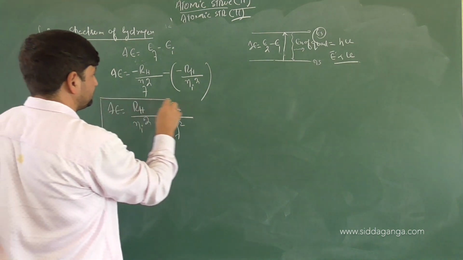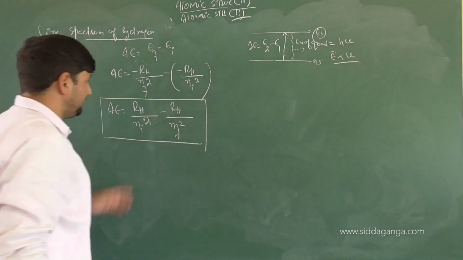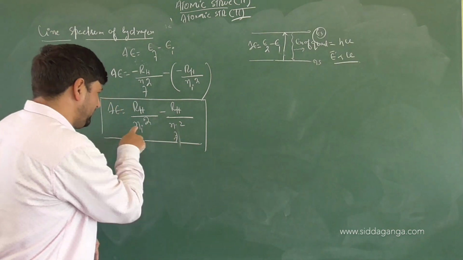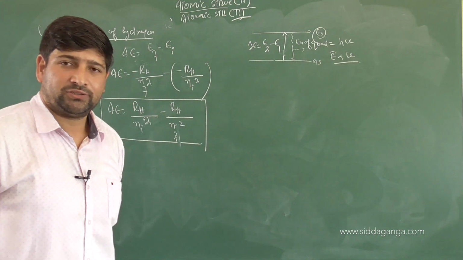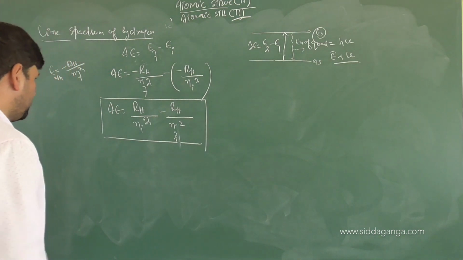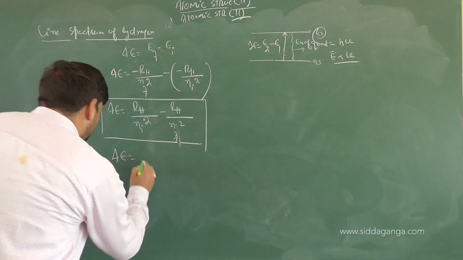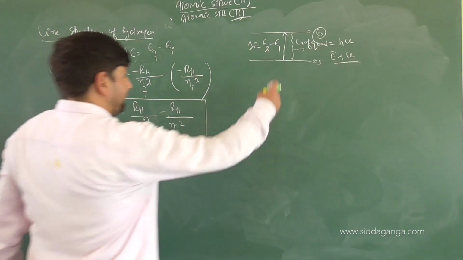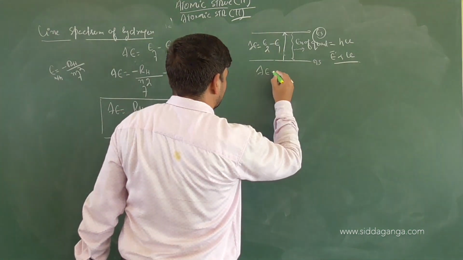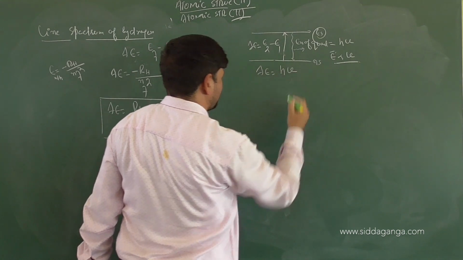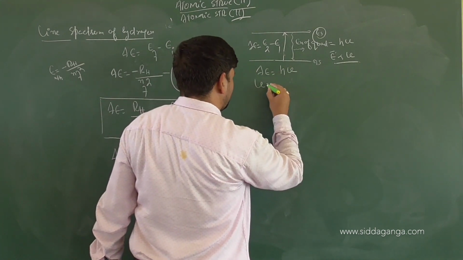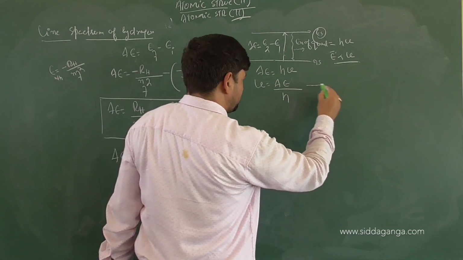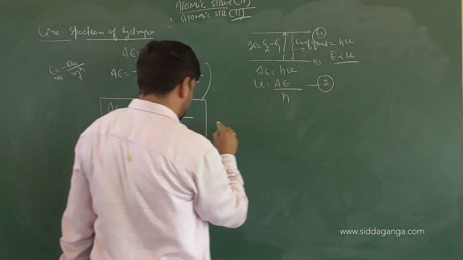You got it here? Keep proper track in mind. So this is n initial and this is n final. It is technically n2, this is n1. So far clear, children? Yes. Further, what will delta E be equal to? RH divided by n initial square minus RH divided by n final square. A while earlier we said delta E equals h nu, the energy difference. So what will nu be equal to? Nu will be equal to delta E divided by h. Let us suppose this is equation 2 and this is equation 1.